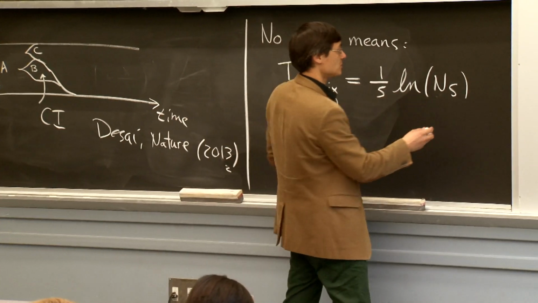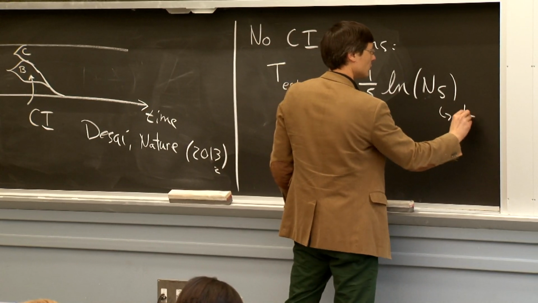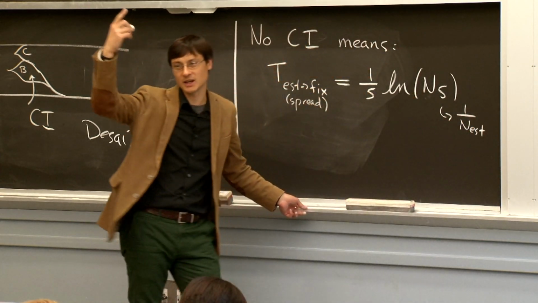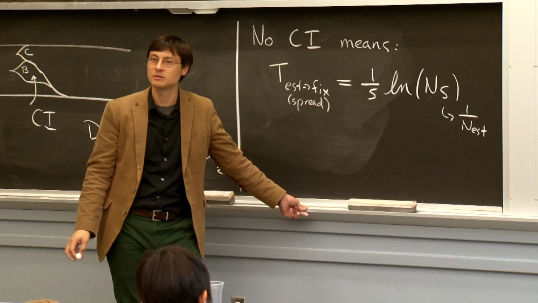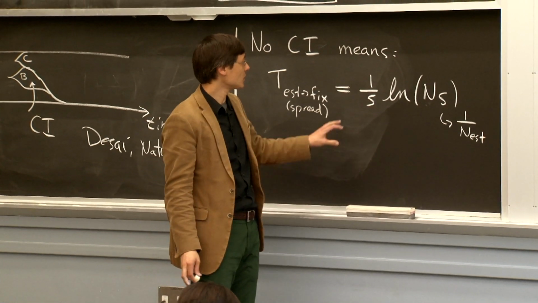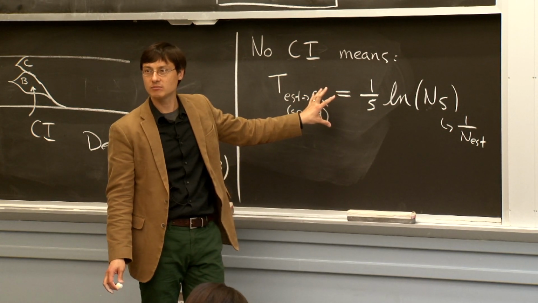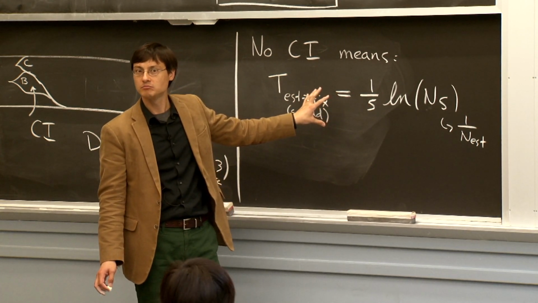And this s appears because it's 1 over n established. Because this in the log is really the population size divided by n established. Okay, so this is one time scale. All right. Do you guys understand why it should be like this?